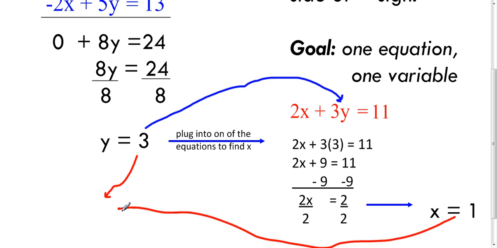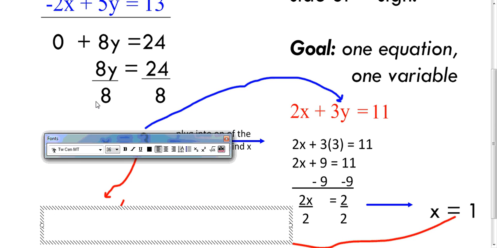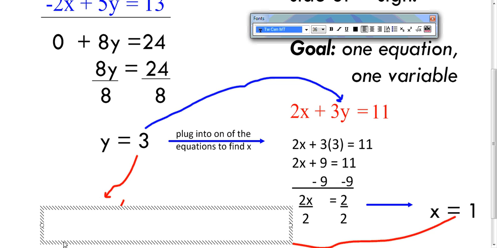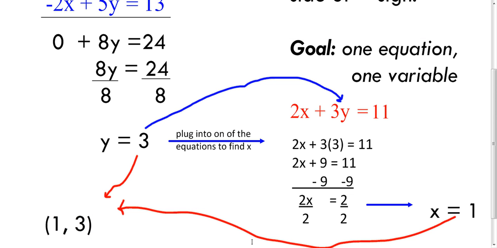over here, and when you write your answer, you need to write it as an ordered pair. Okay? Because it's a point. Your solution is a point. It's not, oh, x is this and y is this. You need to write it as a solution set. So your ordered pair is going to be here. Your x value is 1. Your y value is 3. So your answer is the ordered pair of 1, 3.